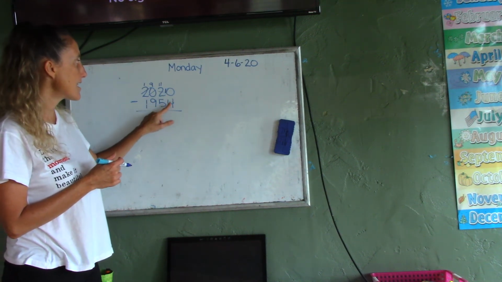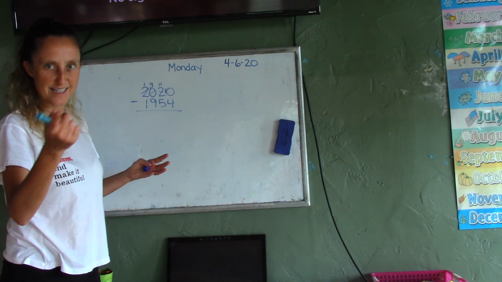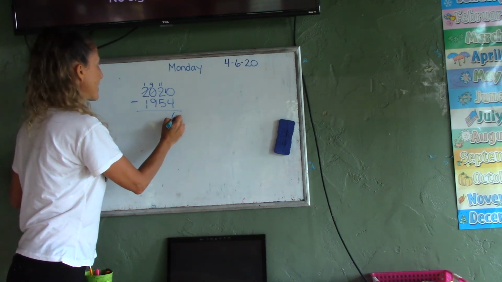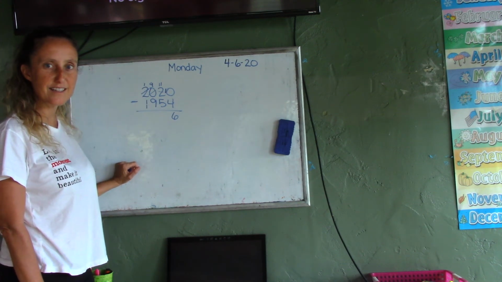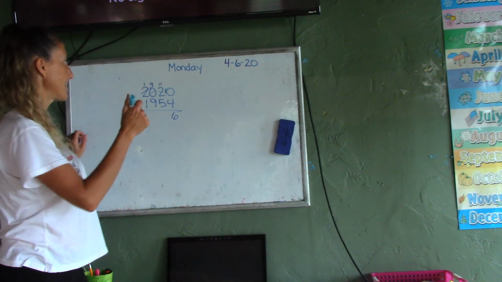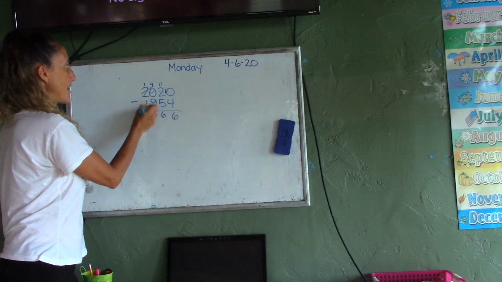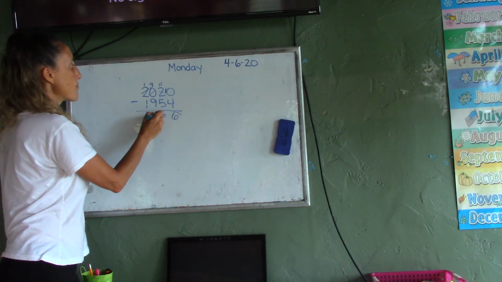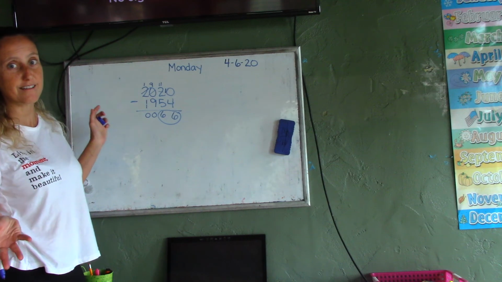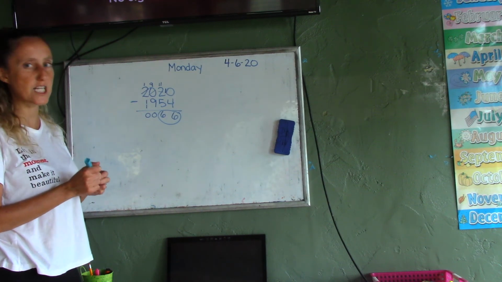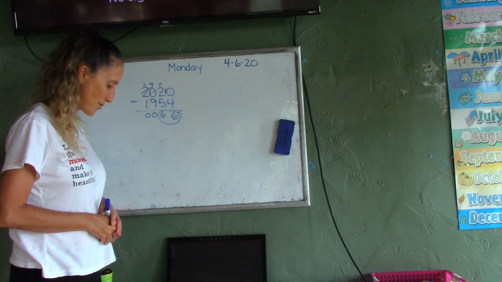So 10 take away 4 is 6. Very good. And 11 take away 5 is, right, 6. And 9 take away 9 is 0. And 1 take away 1 is 0. And so my mom is 66. And she really is. She's 66 years old. She's a young mom. Oh, she's a young mom. Okay, so 66 years old.